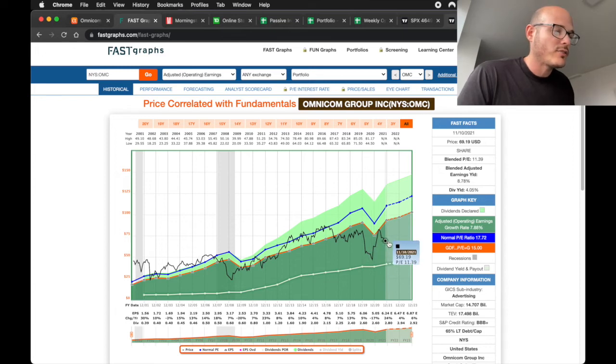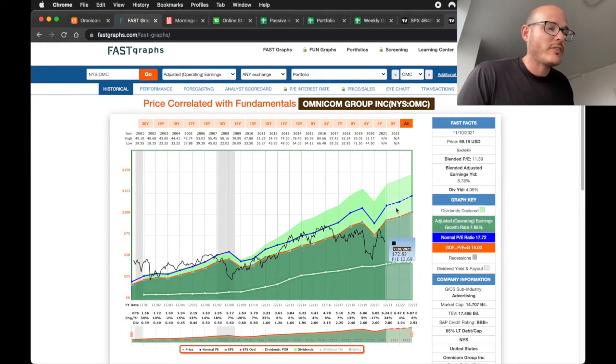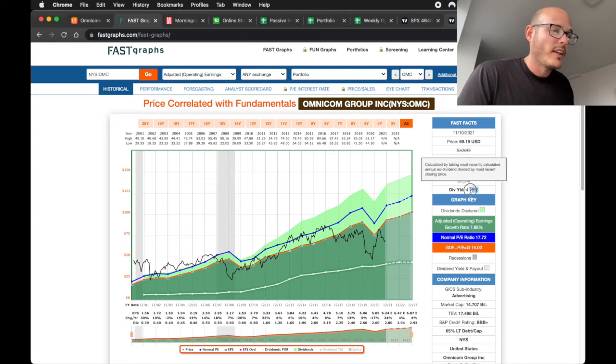So it is undervalued here based on the FAST Graph, with a normal multiple of around 17.7. So this stock should be valued at around $110. And we're going to look at Morningstar to see what they evaluated there. With a normal PE of 17, you get a price around $100 to $110. So we have a good price undervaluation based on the FAST Graph. You can have a potential return of 33.3% in the next few years. So that's outstanding with the high yield of 4.05%.